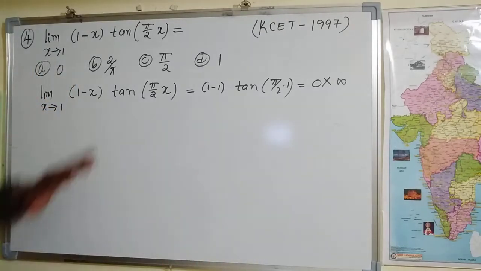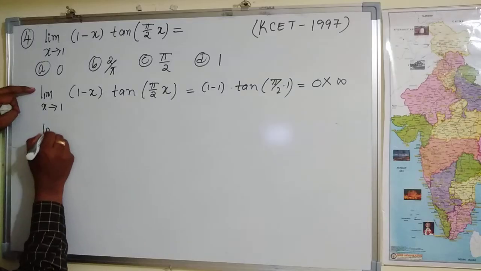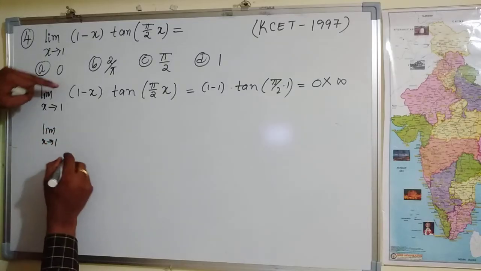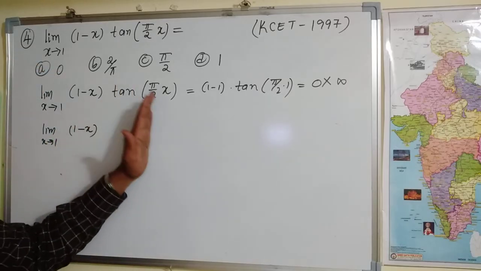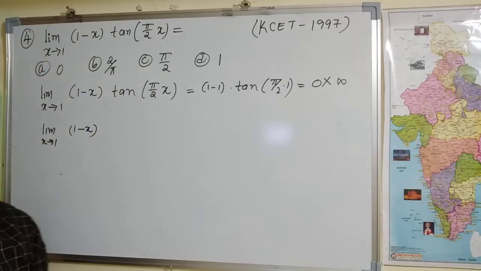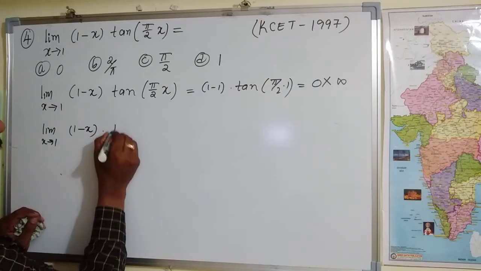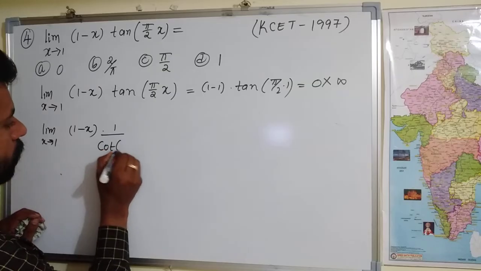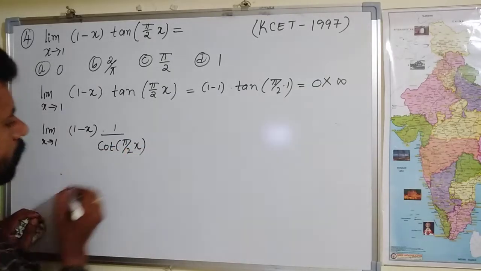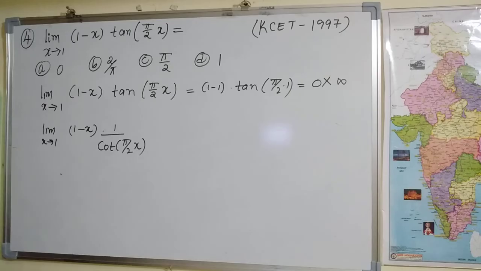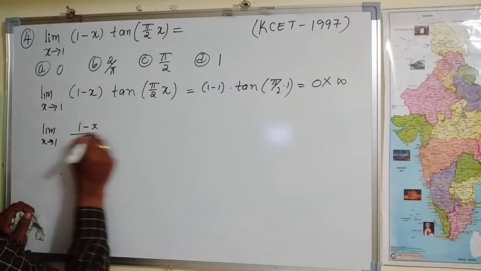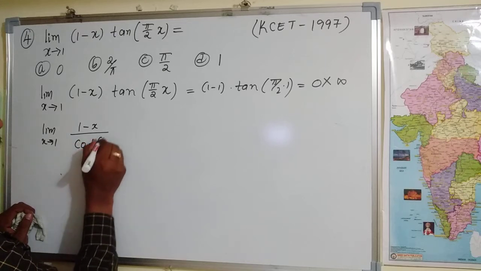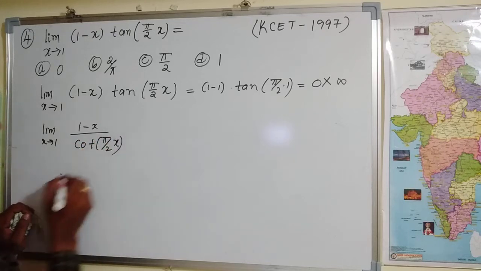Now check this result. Here we have limit x tends to 1, 1 minus x as it is, right? Now here tan of pi by 2x can also be written as 1 by cot of pi by 2x. So write directly this result, 1 minus x by cot of pi by 2x.